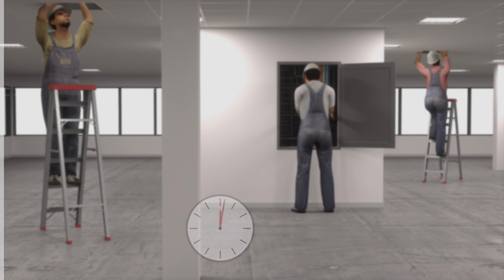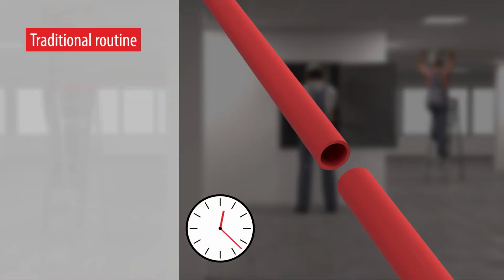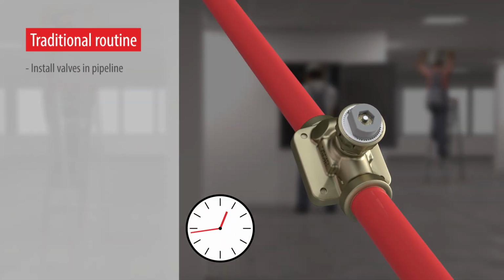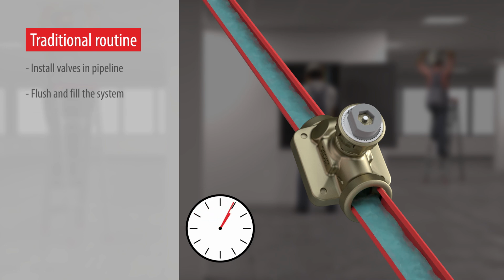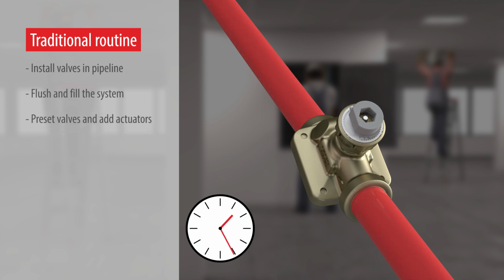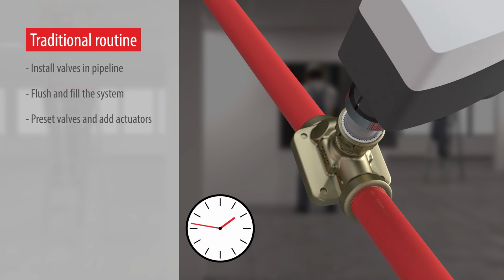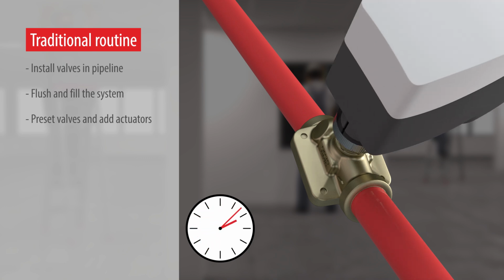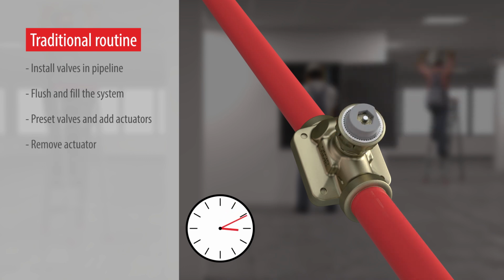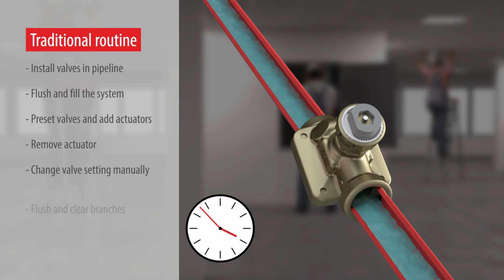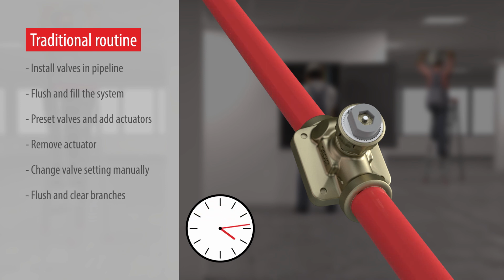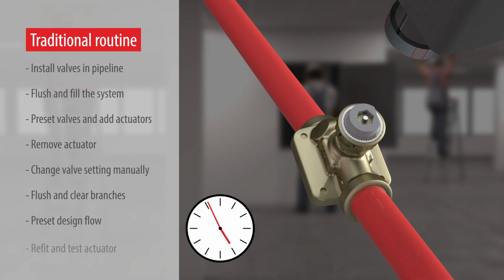Timing is crucial during installation and commissioning. The normal routine during commissioning is to install valves in the pipeline, flush and fill the system, then preset valves and add actuators. If later you find you still have air or dirt in the system, then you have to flush again with a fully open valve, which means remove actuator, change valve setting manually, flush and clear branches, then return to each valve and manually preset design flow and refit actuator again.